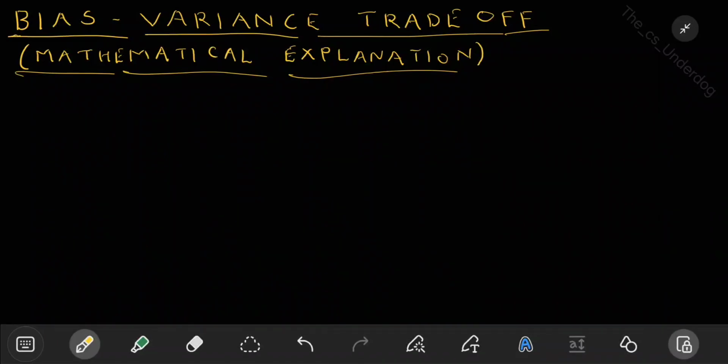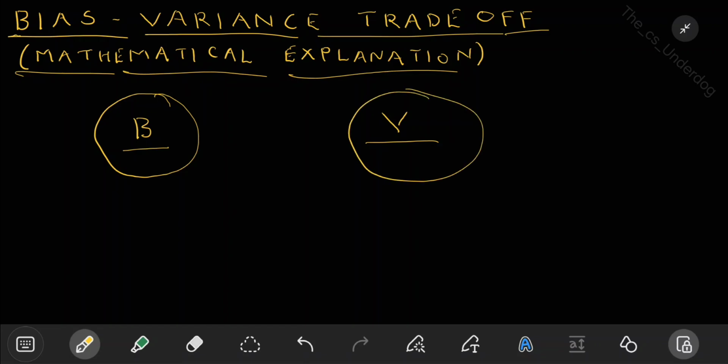Mathematical explanation of bias-variance trade-off. In the previous lecture, we learned about the bias-variance trade-off, what is bias error, what is variance error, and how these two errors contribute towards the total error. In this lecture, we are trying to understand how to represent bias error mathematically, how to represent variance error mathematically, and then in turn, how can we reduce it.